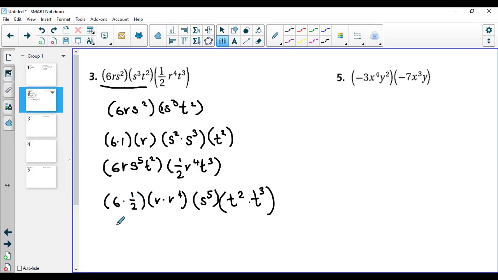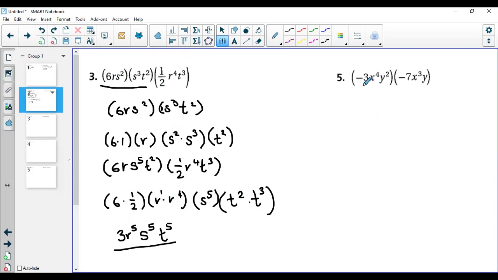So this is going to be half multiplied by 6 will give us 3. Then r, that's going to be 5 because it's 1 here, then plus 4 will give us 5. s to the power of 5 also, and t is also going to be to the power of 5 as we're going to add the exponents. So this is the answer. Wasn't that quite easy? As I said, do the first two and then from that answer multiply again. So you will get the answer like this.